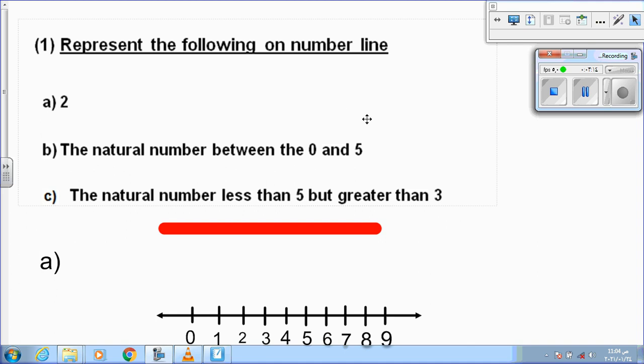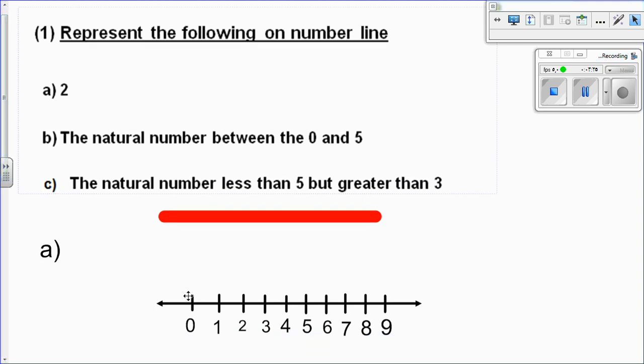Okay, let's solve this exercise with me. Represent the following on the number line. A, 2. How to represent 2 on the number line? The first step is to draw the number line. It's drawn here. I need to mark or represent the number 4, the number 2, sorry. So I will go to the number 2 and mark it. Now I have made the representation of the number 2.